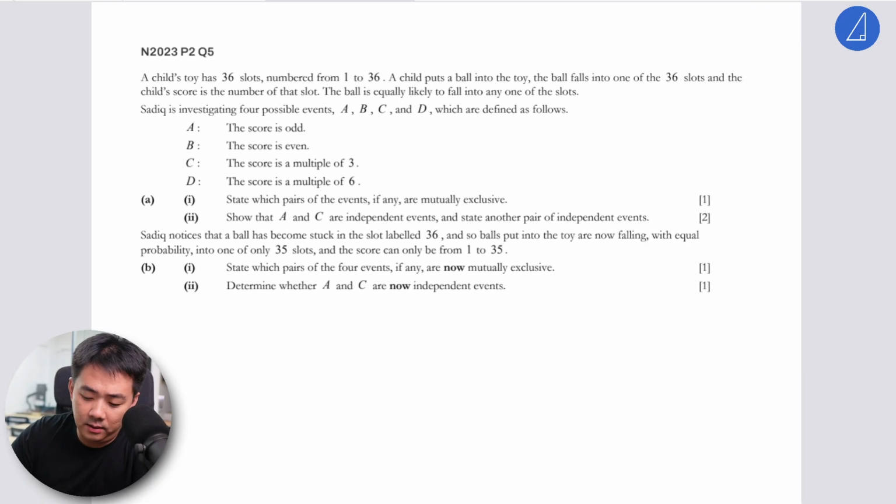Sadiq is investigating 4 possible events, A, B, C, and D. So the score is odd, even, a multiple of 3, and so on. I think the main thing is to understand what odd numbers and even numbers are, because usually these kinds of questions ask for mutually exclusive or independent events. A lot of times you'll get very confused about what mutually independent events are here. So we try to understand first.